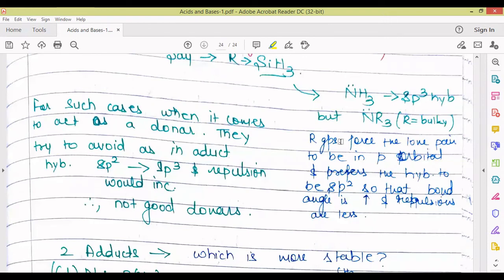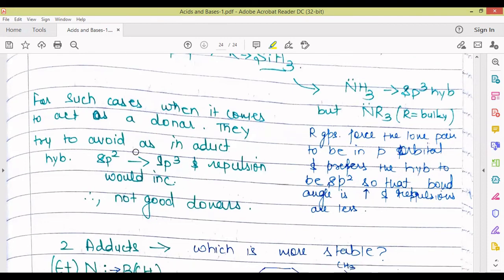Already when it is individually present, what are the R groups going to do? The R groups will force the lone pair to be present in the p orbital, so that it can be in the vertical plane, and the bonded groups, that is the 3 R groups, would like to have sp2 hybridization so that the bond angle is maximum and repulsions are less between the bond pairs. So when such groups act as donor atoms, as Lewis bases, during the formation of the adduct the hybridization is going to change from sp2 to sp3. For that, the bond angle is going to get reduced.